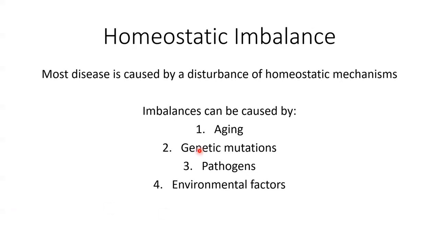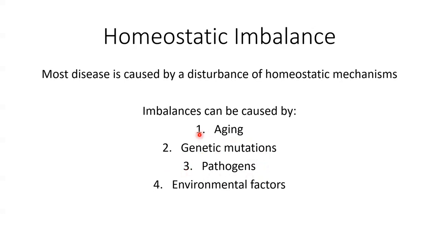Imbalances can also be caused by genetic mutations. So if you think of cancers and tumours, even tumours that aren't cancerous, they cause our body to work less efficiently. So we're less able to complete those negative feedback loops and maintain that homeostasis.